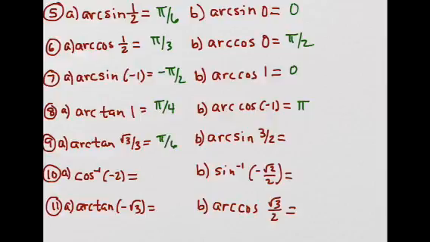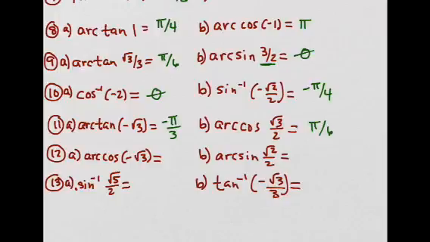Arc sine 3/2, well, 3/2 is not within the interval -1 to 1. So this one's no solution, or does not exist. Same thing for cosine inverse of -2. It's not in the interval between -1 and 1. Doesn't exist. Sine inverse of negative radical 2 over 2, that would be negative pi over 4. Arc tangent negative radical 3, that would be negative pi over 3. Arc cosine square root of 3 over 2, that would be pi over 6.